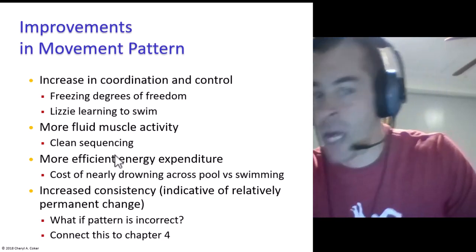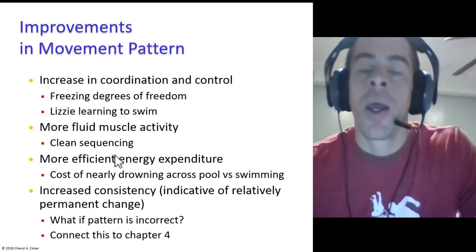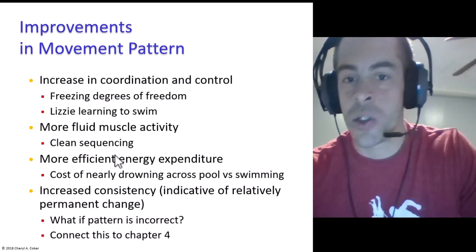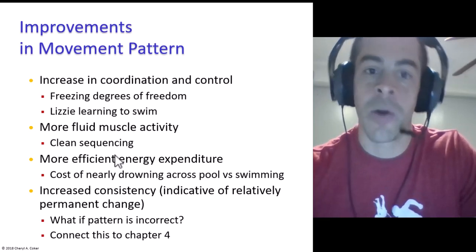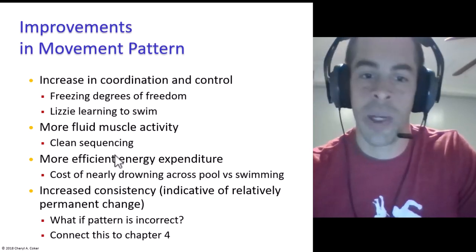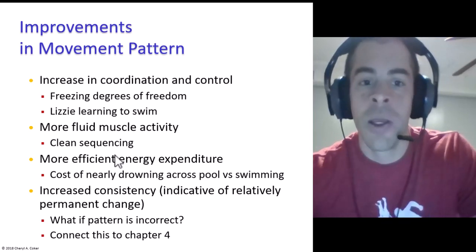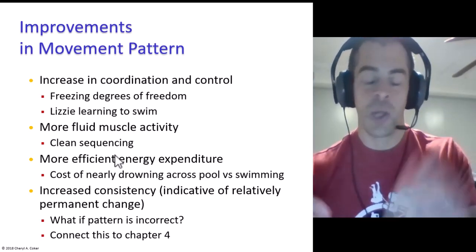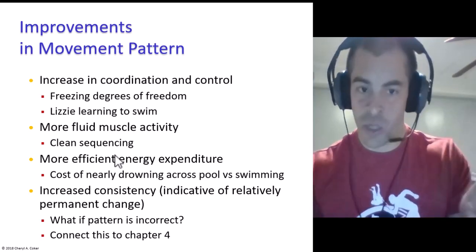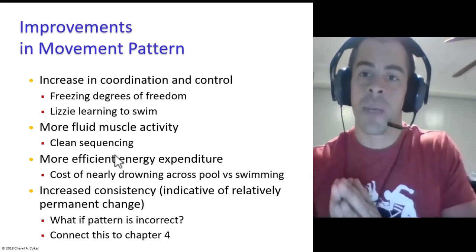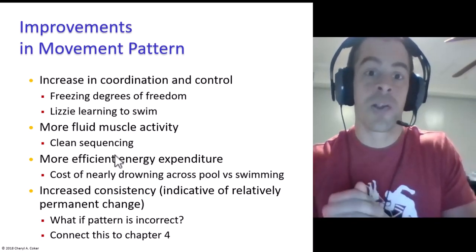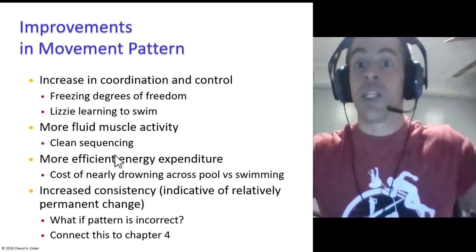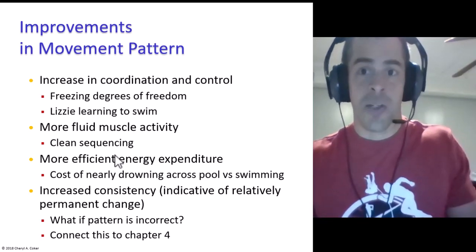Improvements in movement patterns, right? So as somebody is going through that learning process, these are some things you may start to recognize. The text starts to talk about freezing the degrees of freedom, and I think we've talked about that already, right? And what essentially we're talking about is control and coordination, right? You can look up the definitions in the text of control and coordination on your own, okay? But what we're talking about is, in a given movement pattern, something like swimming, we've got this really limitless range of movement opportunities, and that's what degrees of freedom is, right?